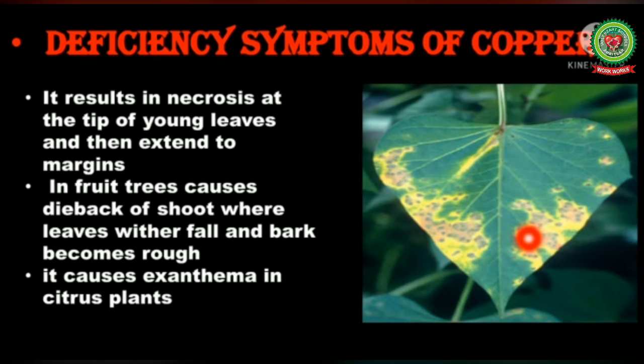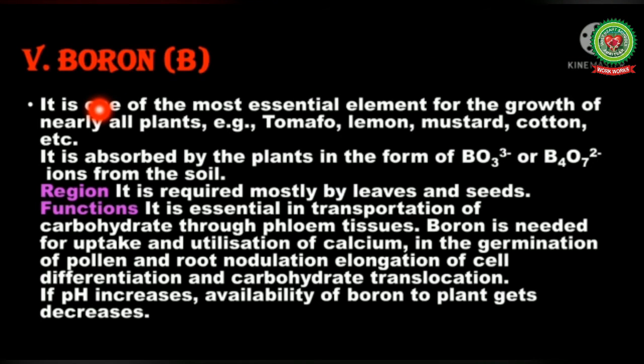Boron. It is one of the most essential elements for the growth of nearly all plants, that is tomato, lemon, mustard, cotton, etc. It is absorbed by the plants in the form of borate ions from the soil. It is required mostly by leaves and seeds.